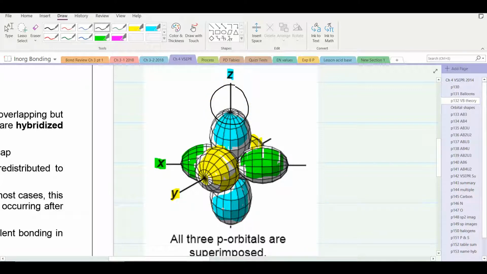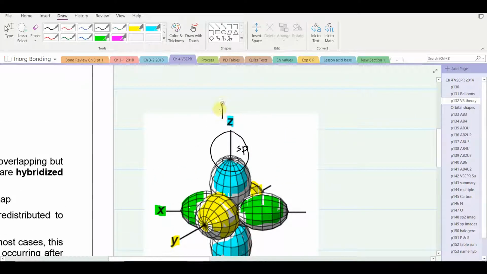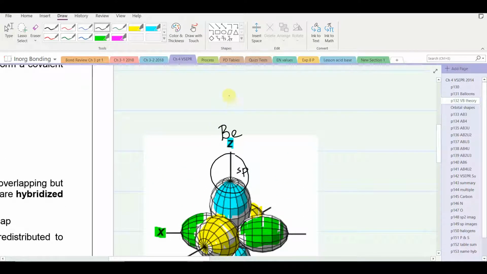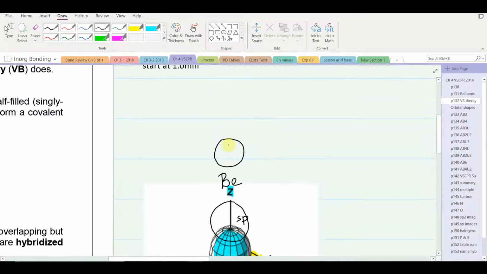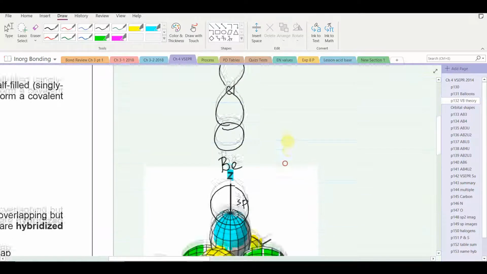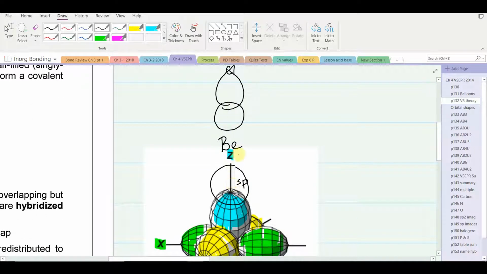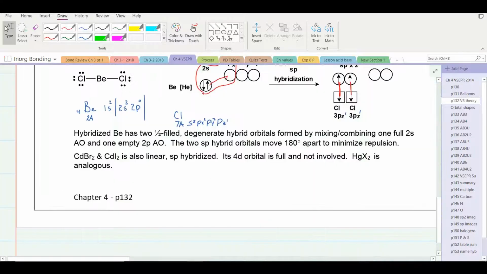So if this represents beryllium's hybridized sp orbital, beryllium would be up here, and they would have another sp hybridized orbital overlapping with another p orbital from another chlorine atom above it here. This is chlorine. So that's beryllium's linear shape if you look vertically. These 2 here are sp hybridized orbitals that are half-filled and can overlap with the half-filled 3pz orbitals of chlorine atoms.